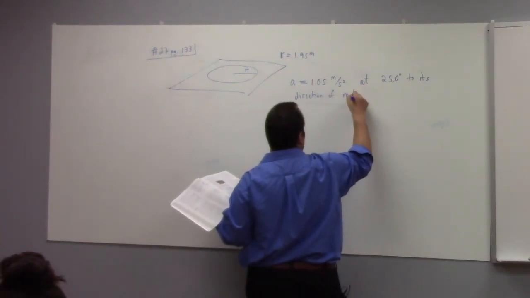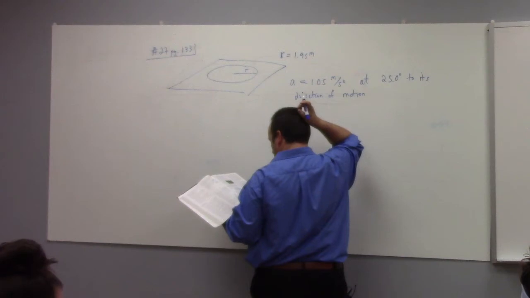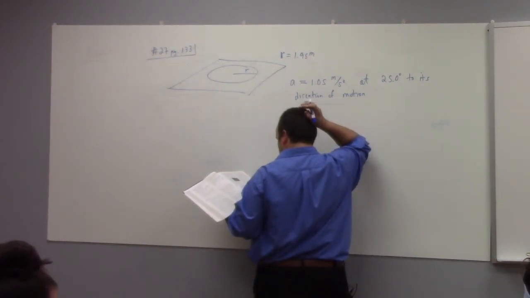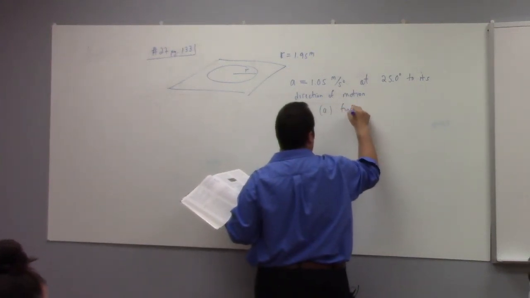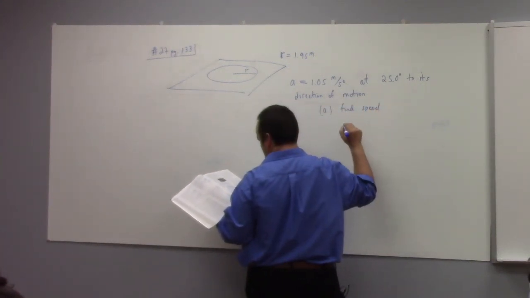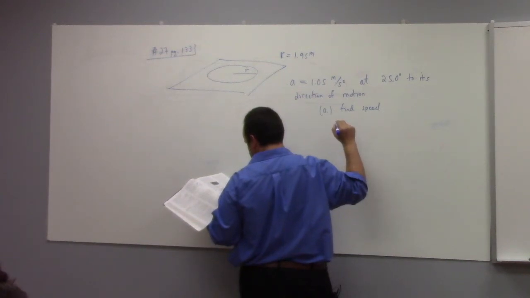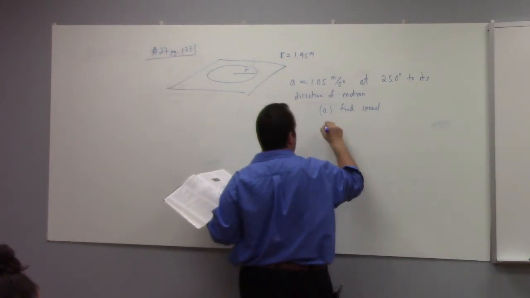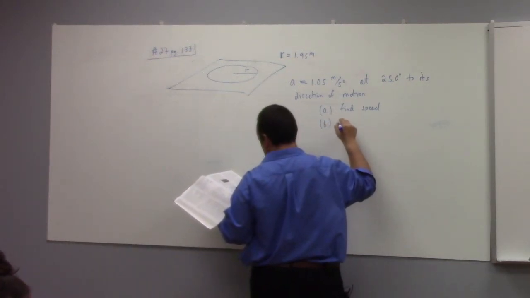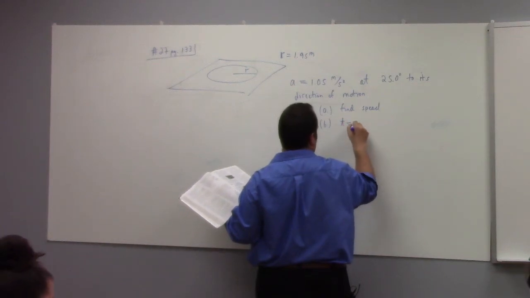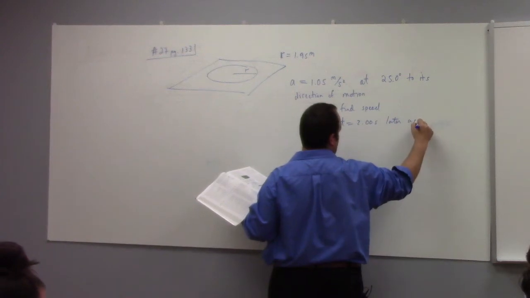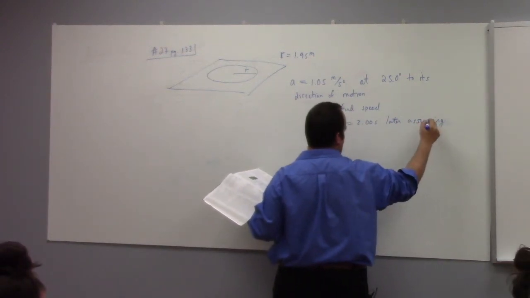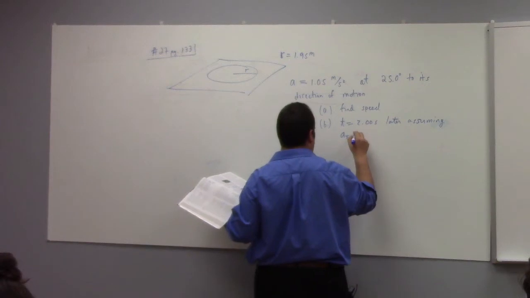Part A: determine its speed. And Part B: at t equals 2.00 seconds later, assuming that the tangential acceleration is constant.